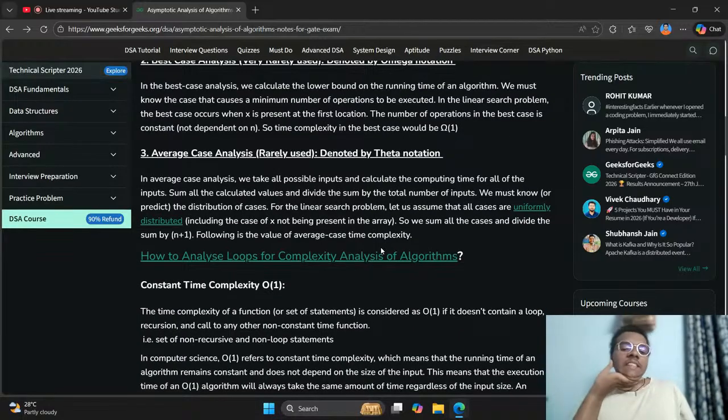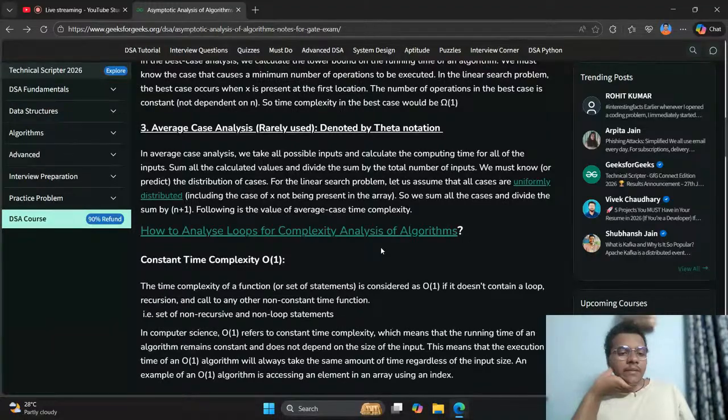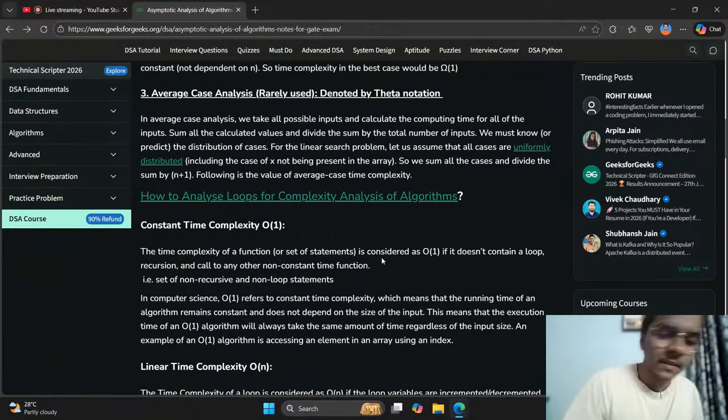Average case analysis is rarely used, denoted by theta notation. In average case analysis, we take all possible inputs and calculate the computing time for all the inputs. Sum all the calculated values and divide the sum by the total number of inputs. We must know or predict the distribution of cases. For the linear search problem, let us assume that all the cases are uniformly distributed, including the case of x not being present in the array. So we sum all the cases and divide the sum by n plus 1, because we must also include the case of not being present in the array, so that adds 1 to the number of observations. Following is the average case time complexity.